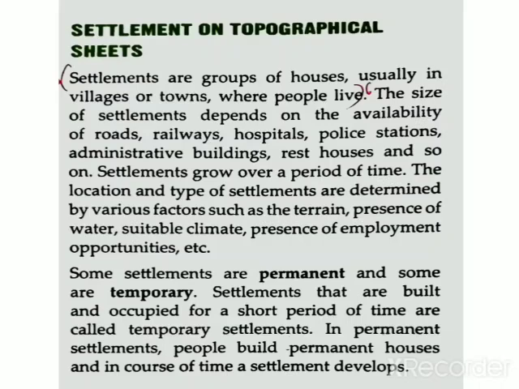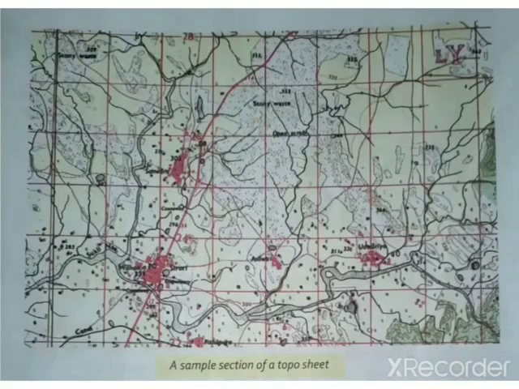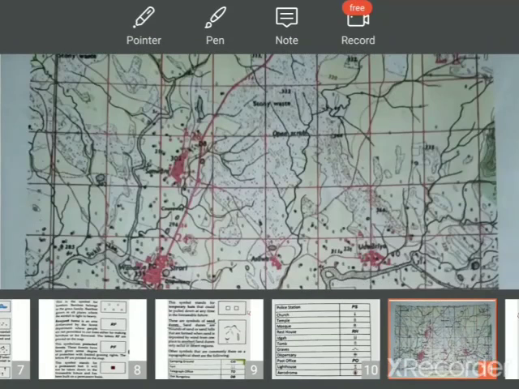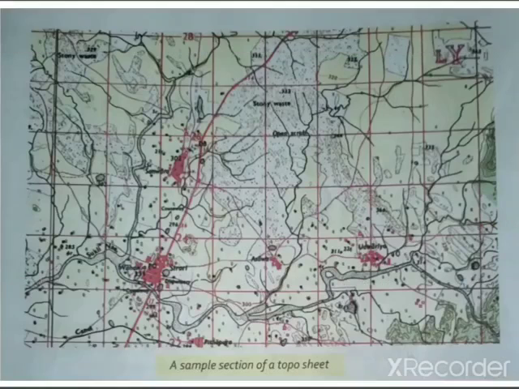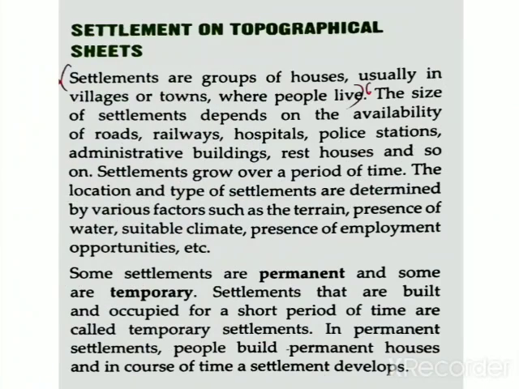So in today's class we'll be discussing settlements on topographical sheets. I have told you in the previous class, these red square boxes are considered as what? The settlements. So how can settlements be identified on a topographical map? That we'll be discussing.